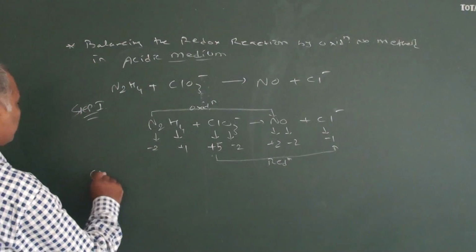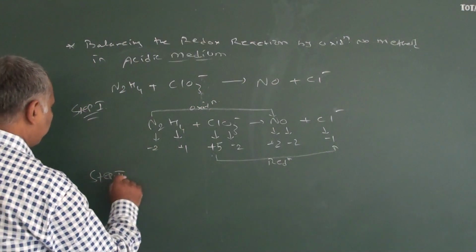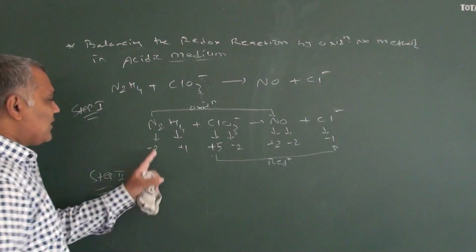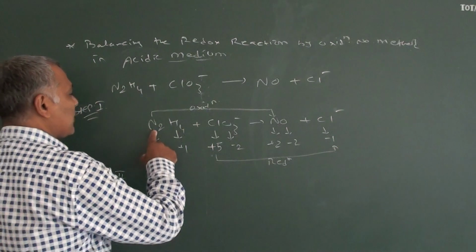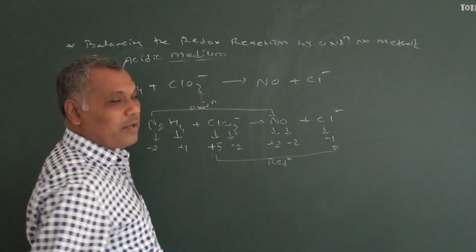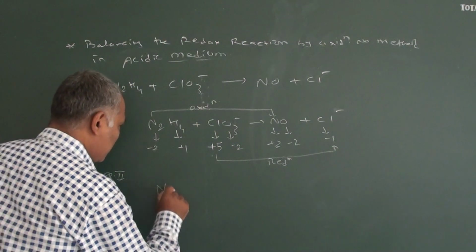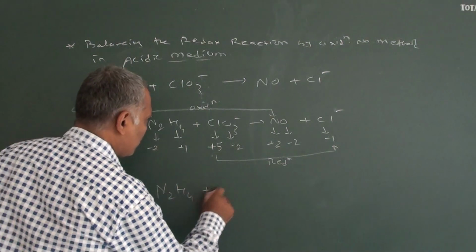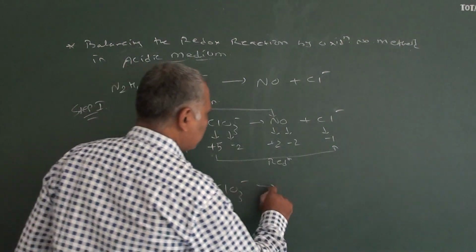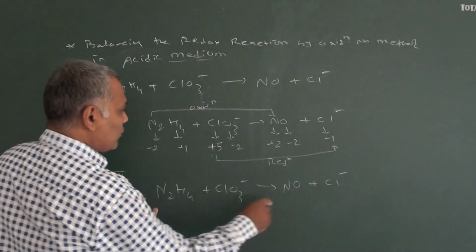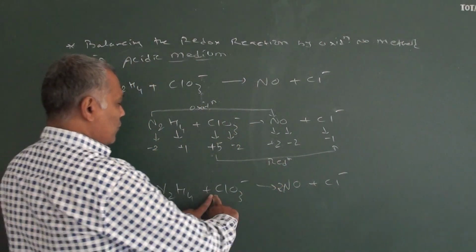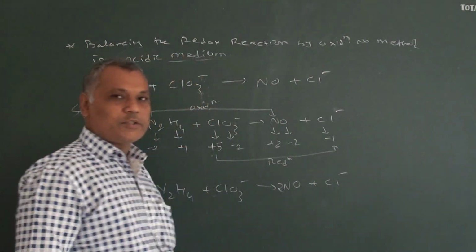So step 2, we want to balance those elements which show a change in their oxidation number. That means I want to balance nitrogen and chlorine. N2H4, ClO3 minus, NO, Cl minus. 2 nitrogen are there, so 2. 1 chlorine, so that is balanced.